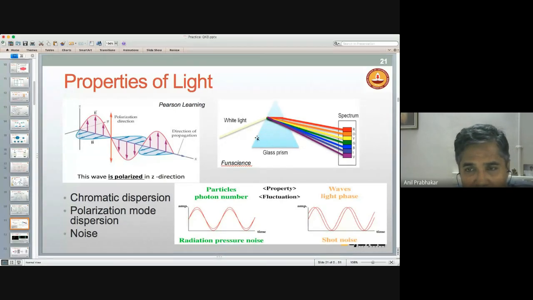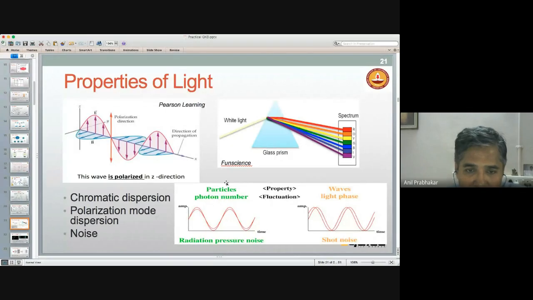The other property is dispersion. In high school, many of you would have done experiments where you shine white light on a glass prism and you end up with the different colors of the rainbow. The rainbow itself is a good example of dispersion. But this is not only in the visible region, it's also there in the ultraviolet and infrared region. The other properties are what we call radiation pressure and phase.